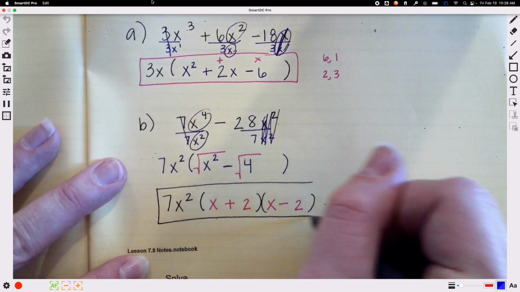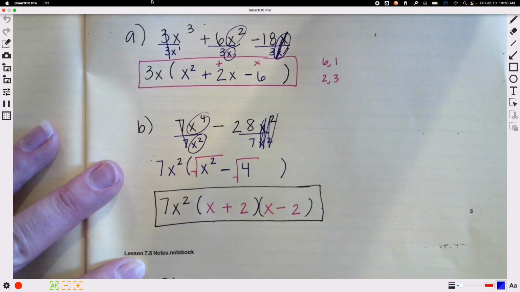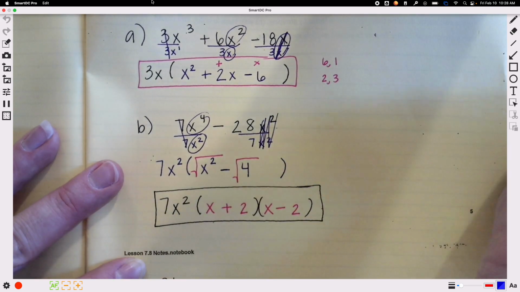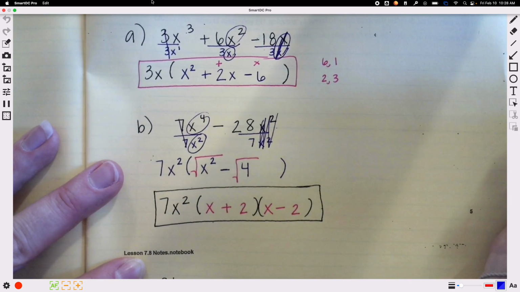Now you're done. If it's negative, let's say it was negative 4, would it be negative 2? Or, you can't square root negative numbers. Yeah, it'll give you an error message. You guys will learn about something later where you deal with that.